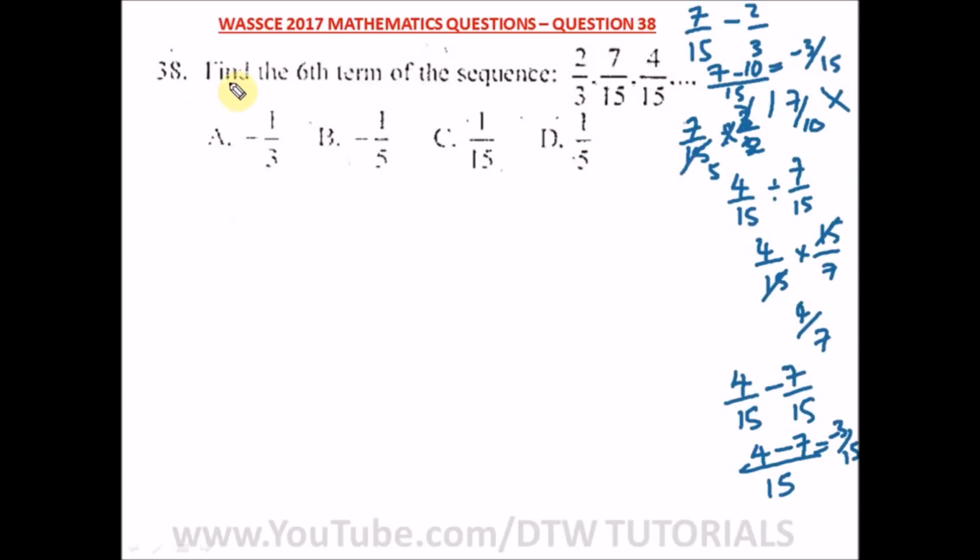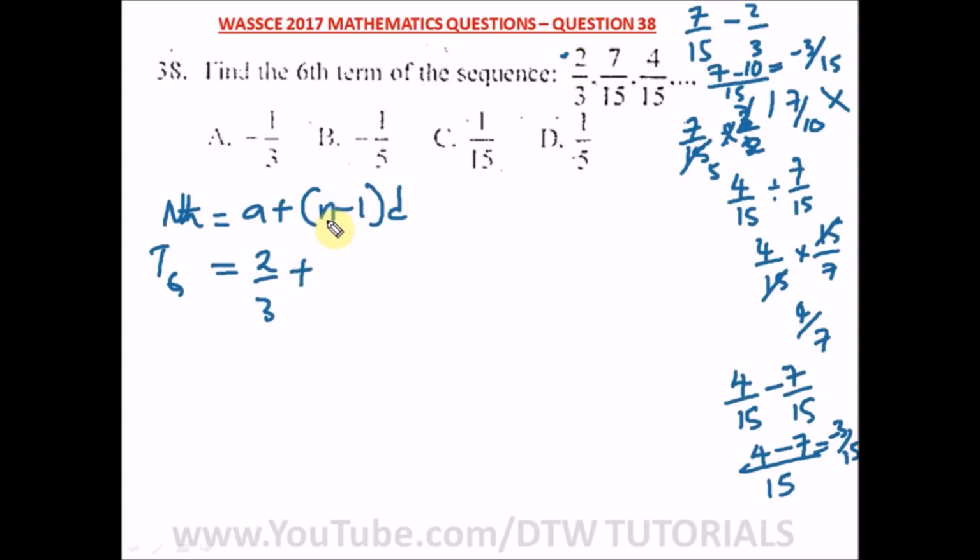Minus 3 over 15. So what's the formula for the nth term of an AP? The nth term of an AP, remember, is A plus (n minus 1) D. All right. So here we're told to find the sixth term. So that's T6. What is A? A is the first term, and the first is 2 over 3. So we have 2 over 3 plus, N is 6, 6 minus 1, and our common difference is minus 3 over 15.